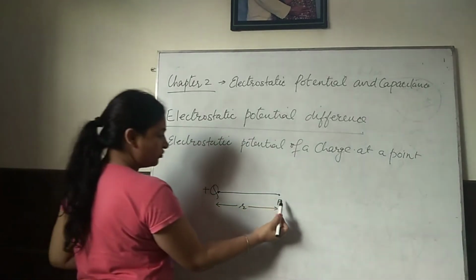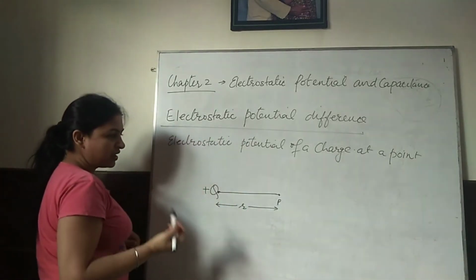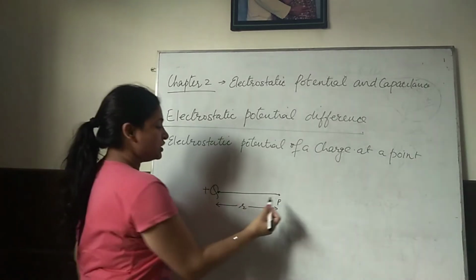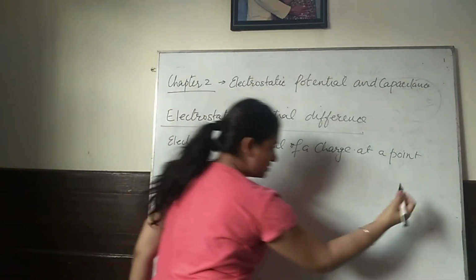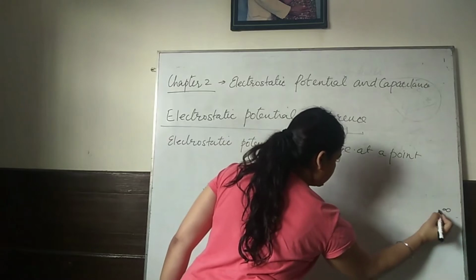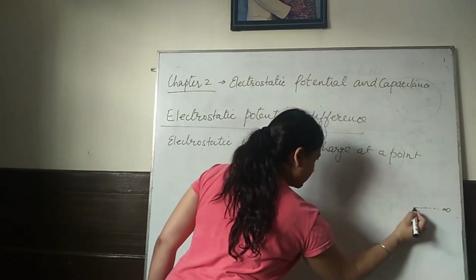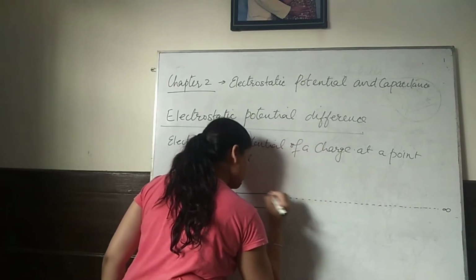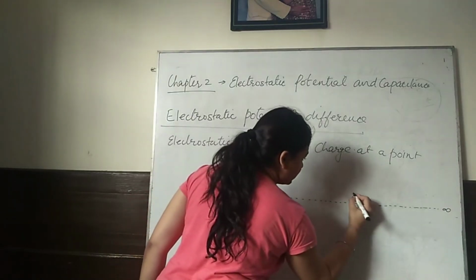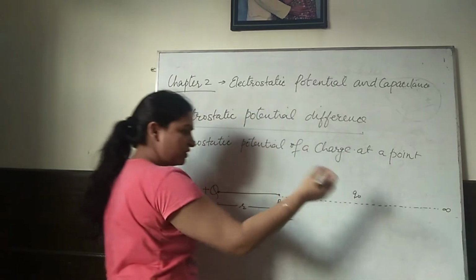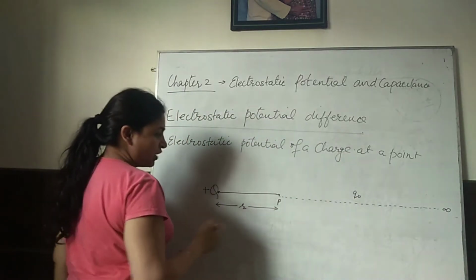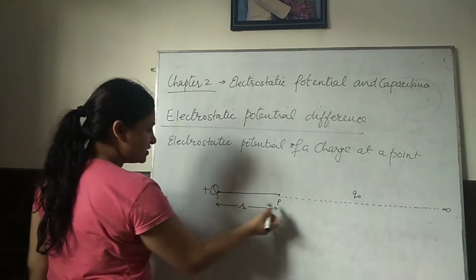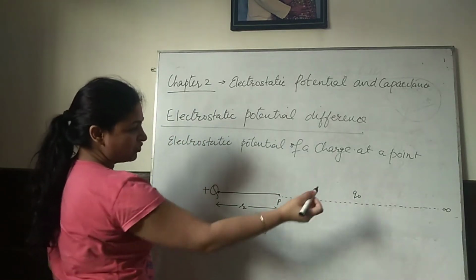Now, if I want to find out the potential at this particular point, what do I have to do? I have to bring a unit test charge from infinity to this particular point. Let us consider infinity is a very large distance. Infinity is here. So we are bringing one unit test charge, the test charge Q0, from infinity to this point. In order to find out the electric potential at this point P, we have to find out the work done.